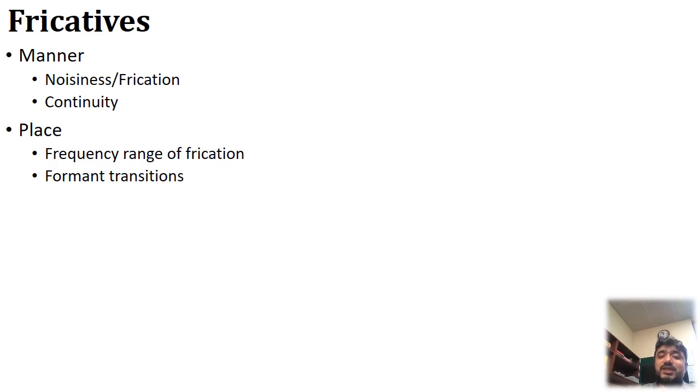Fricatives. The indicators of the manner of frication are noisiness and frication. You'll see the noise in the spectrogram. You would see continuity, so there won't be any burst. For the places, the frequency ranges of the frication usually tell the place. If the noise is throughout, it must be somewhere lower in the tract. If the noise moves up, it must be somewhere higher in the tract. And the formant transitions are another indicator.